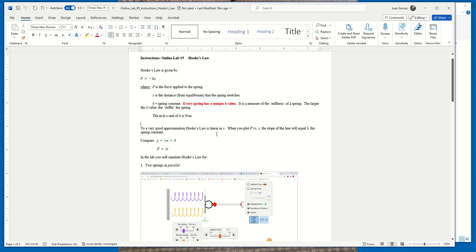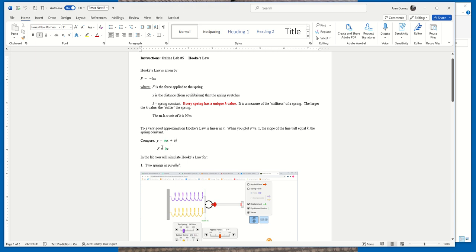Now, to a good approximation, Hooke's law is linear in X. So when we plot F versus X, and remember, again, in the language of math and physics, when you plot one quantity versus another, it's understood F is going to go on the y-axis, and X is going to go on the x-axis. It's y versus X. So when you plot F versus X, because Hooke's law is linear, the slope of the line will equal the spring constant K. Well, how come, Dr. Gomez? Well, let's compare.